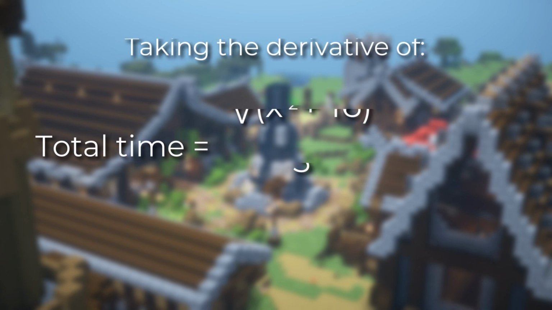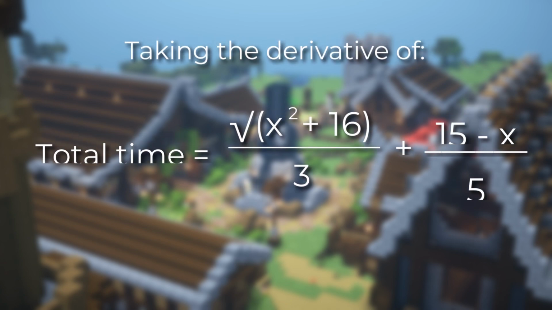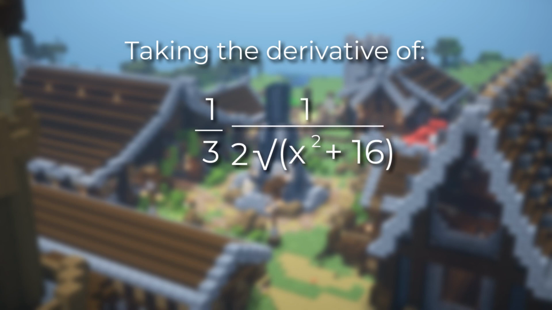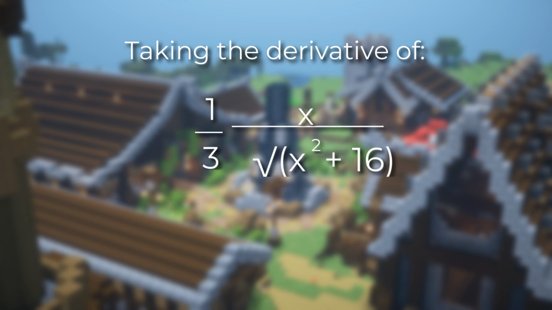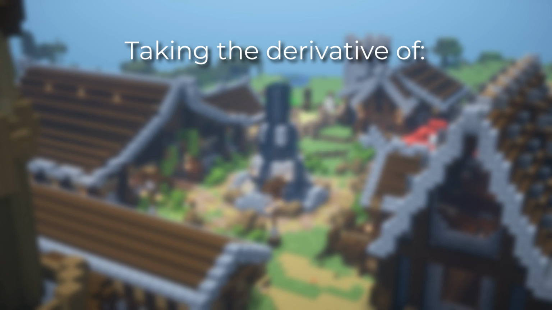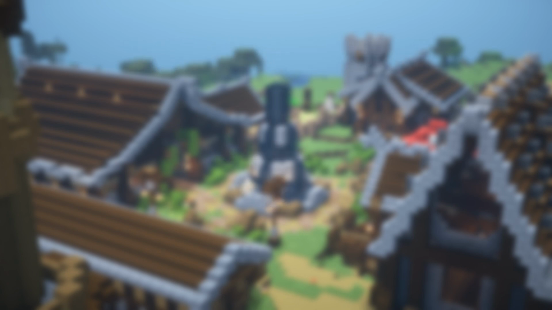So this next step involves us taking the derivative of these two terms, starting with the big term. 1/3 is a constant, so we can ignore that for now. The derivative of a square root is 1 divided by the square root of x squared plus 16 times 2. And then the chain rule gives us 2x on the numerator as well. So our final term after we cancel out the 2 gives us this. We then take the derivative of 15 minus x divided by 5, which would be 1/5 but becomes negative 1/5 due to the chain rule and negative x being there.